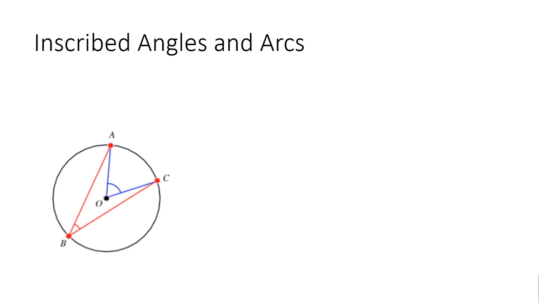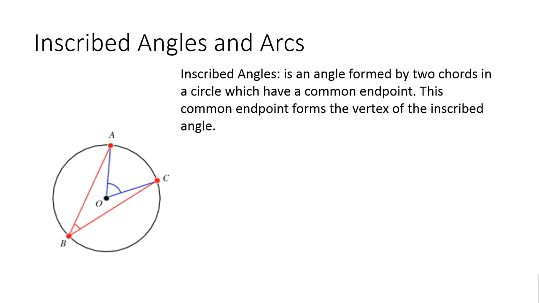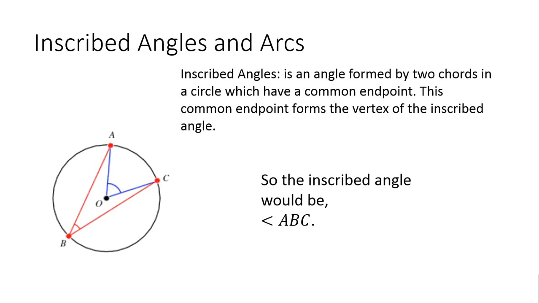Now let's move on to something that is new, a new vocabulary word, an inscribed angle. An inscribed angle is an angle formed by two chords in a circle which have a common endpoint. This common endpoint forms the vertex of the inscribed angle. So the inscribed angle is formed by the chords, the line segment AB and the line segment BC. A chord is a line segment that intersects the circle at two points, and those two chords meet at point B, and so that forms our inscribed angle. So the inscribed angle would be angle ABC.